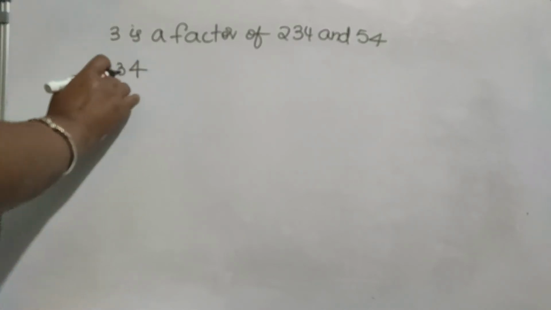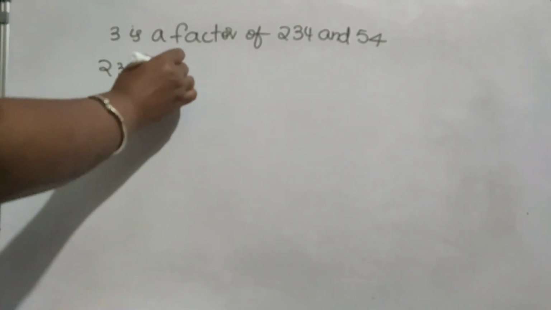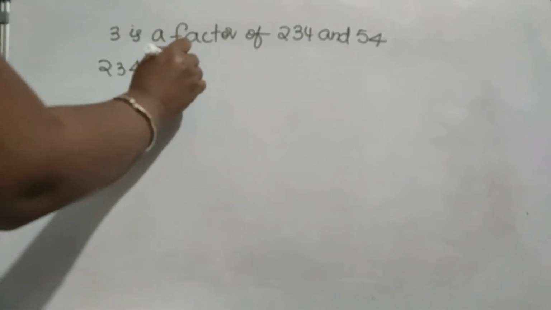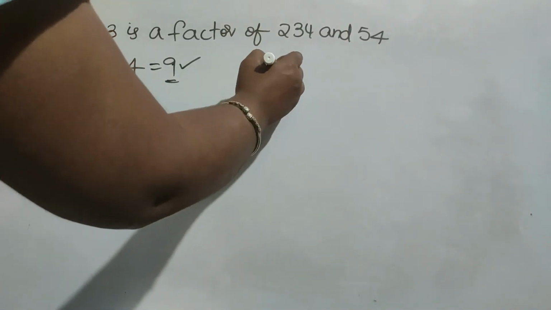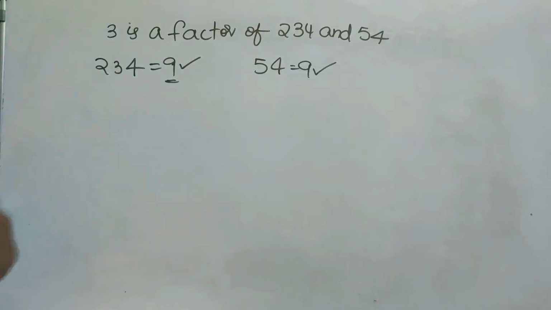2, 3, 4: 2 plus 3 plus 4 is 9. So 3 is a factor of 9. 5 plus 4 is 9. 3 is a factor of 9.